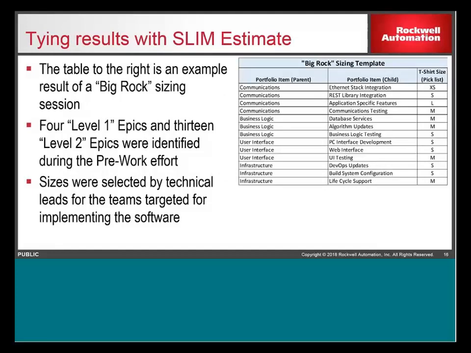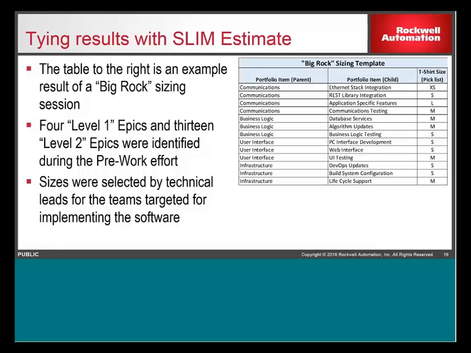So finally, getting into tying in with Slim Estimate. I put together an example, and I believe Elizabeth will be able to make this available to interested participants. It's a simple spreadsheet that lines up with this approach. In the left column are the parent portfolio items, or the level 1 epics, and I only went to 2 levels here, so 13 second-level epics for the children.